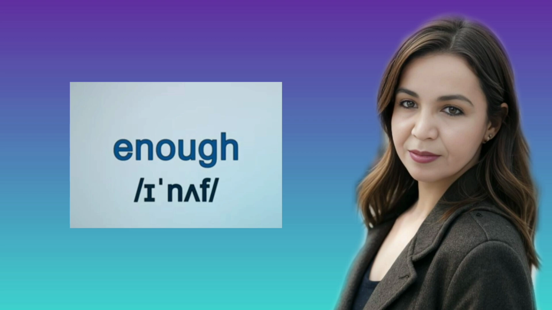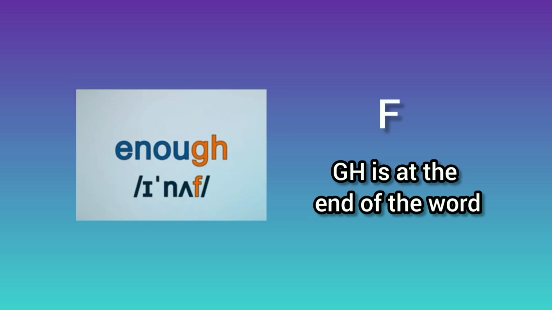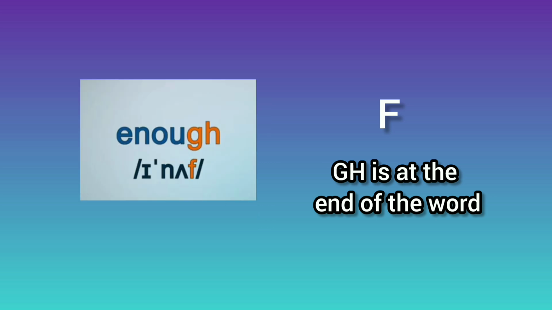Now, our next example is a very interesting case. It is the word enough. As you can hear, the sound here is different. First, have a look here. The GH is at the end of the word. And what can you hear the sound is? Is it silent? No. Enough. Can you hear the sound F? Enough. So, when the GH is at the end of the word, it is sometimes pronounced F, like enough.